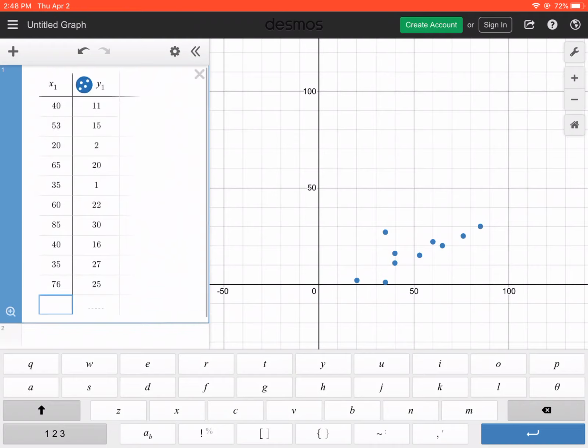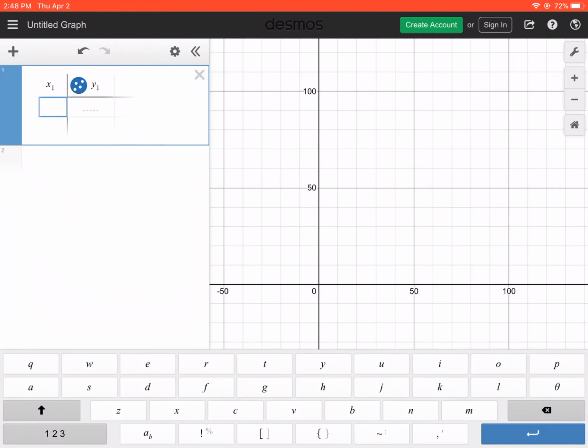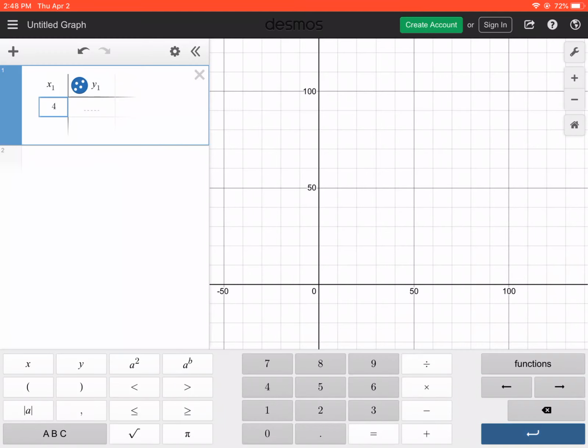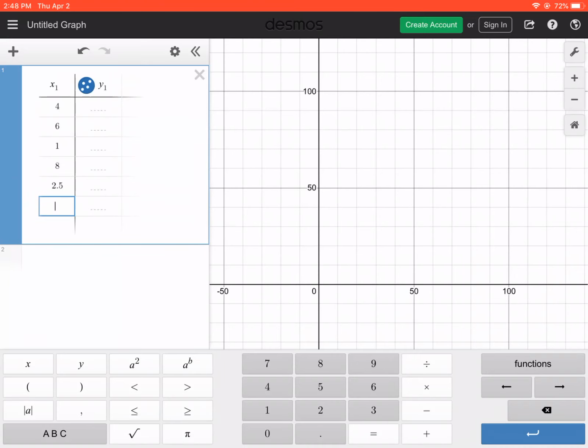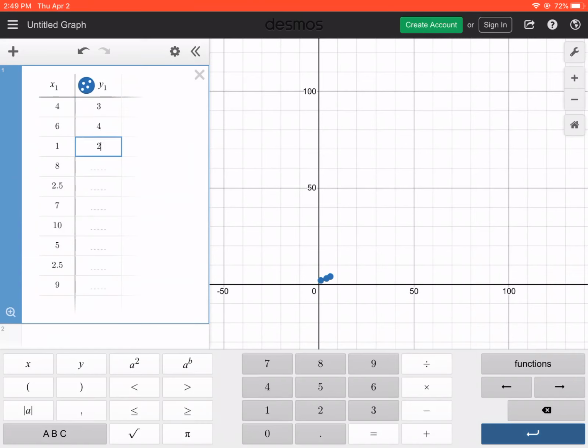So let's get rid of these and let's start fresh. Okay, so we have the ordered pair 4, 3. So let's see here. This is 4. And then we had 6, 1, 8, 2.5, 7, 10. Let's see here. 5. Oops, that's not a 5. That's 4. 5, 2.5, and 9. And then our next one we had 3, 4, 2, 6, 1, 7, 10, 5, 9, 8.